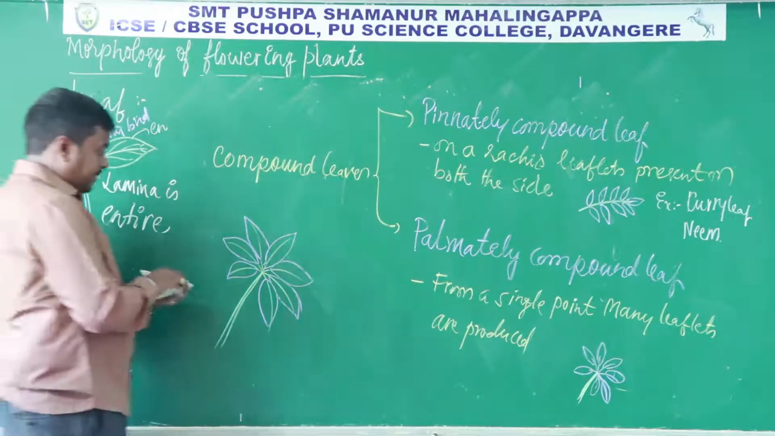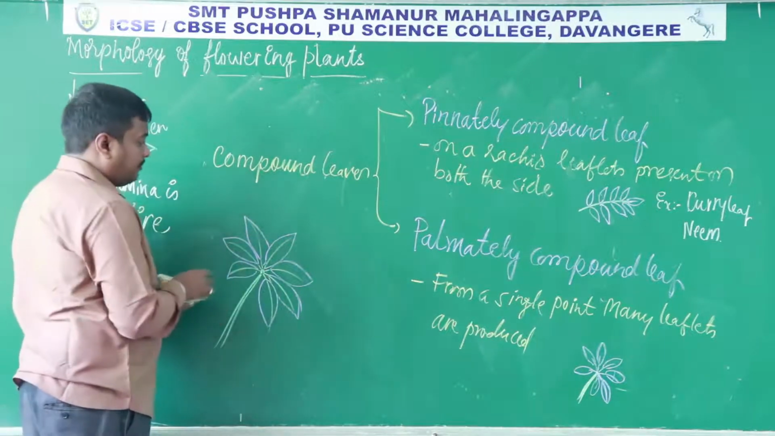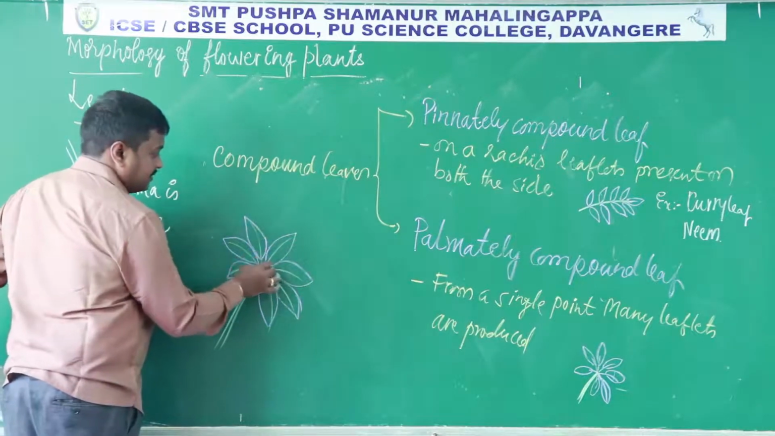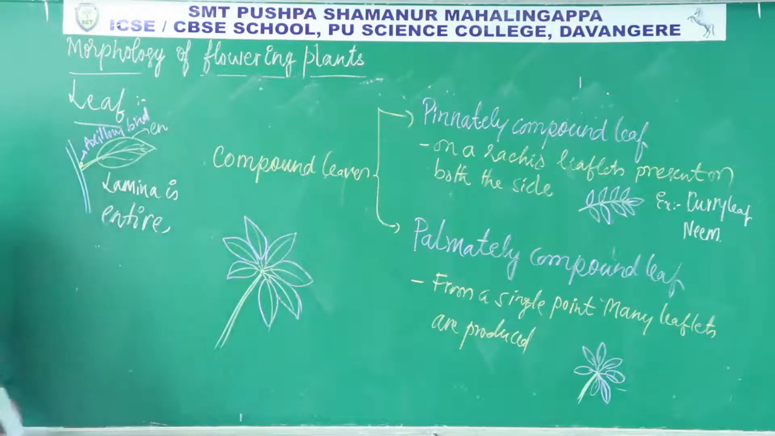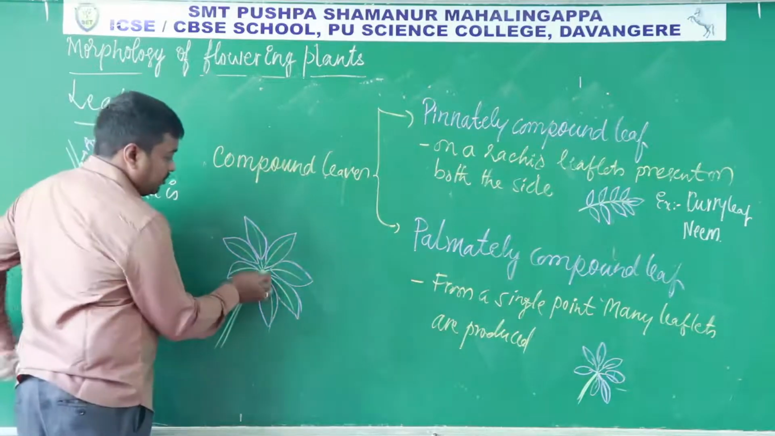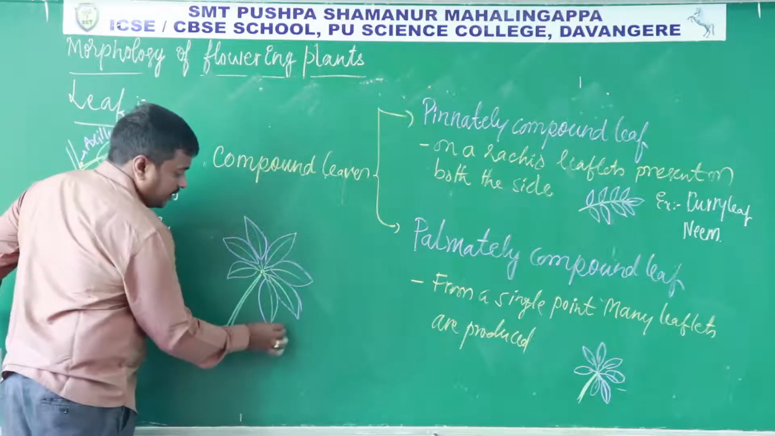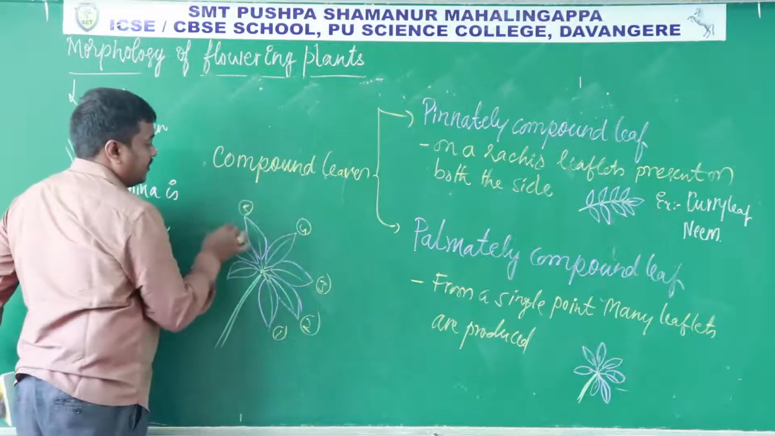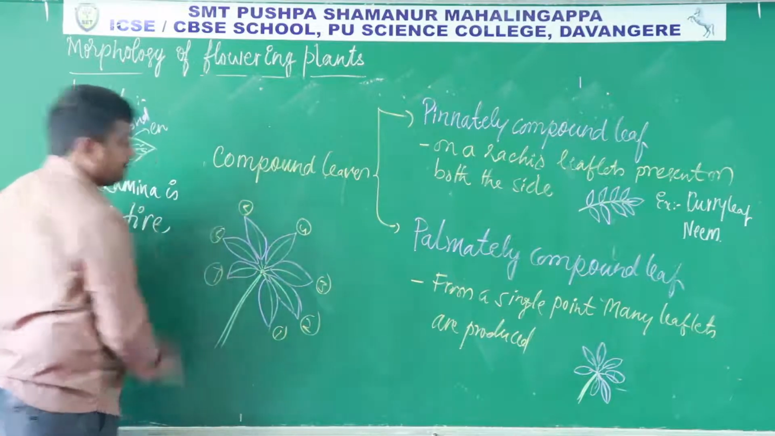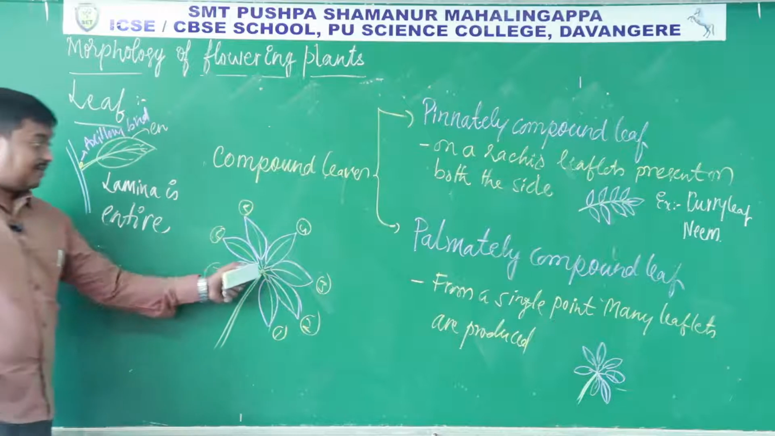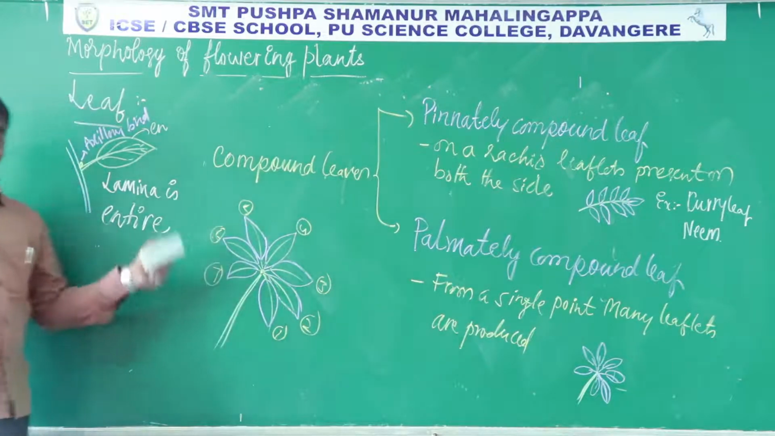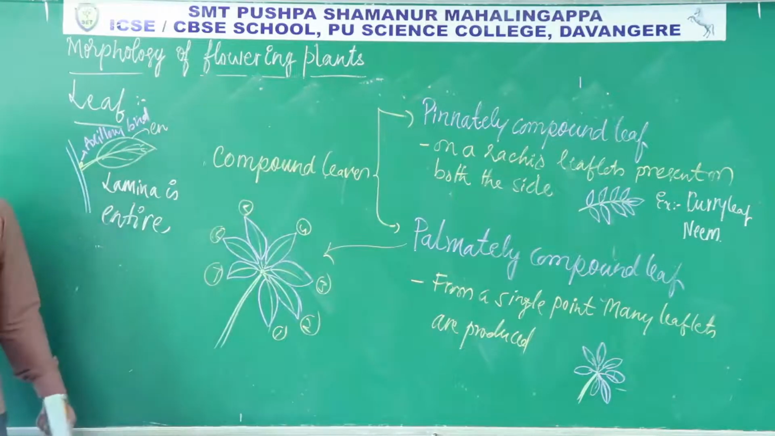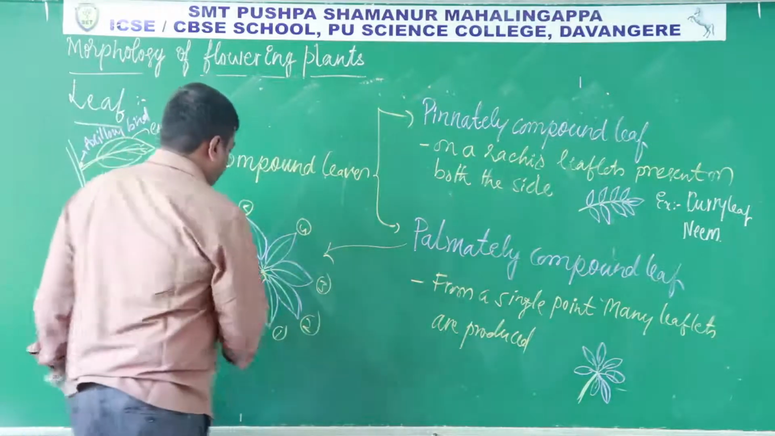See here, from a common point, many leaflets are produced. Okay, see here from one single point: 1, 2, 3, 4, 5, 6, 7. So from a single point many leaflets are produced. Such type of leaves are called palmately compound leaf. Okay, so this one has 7 leaves.